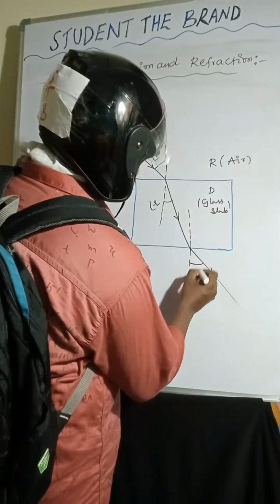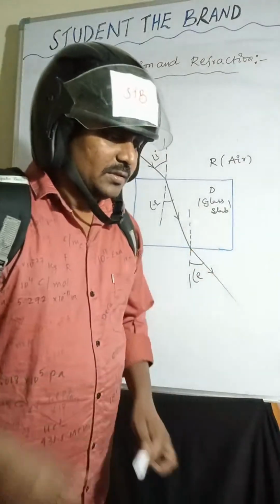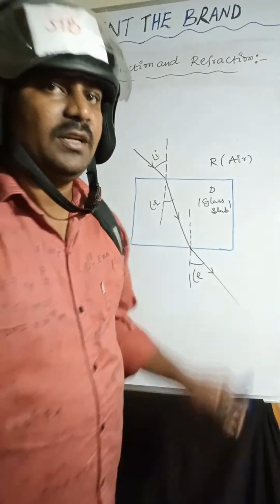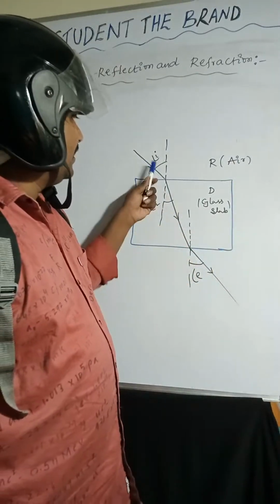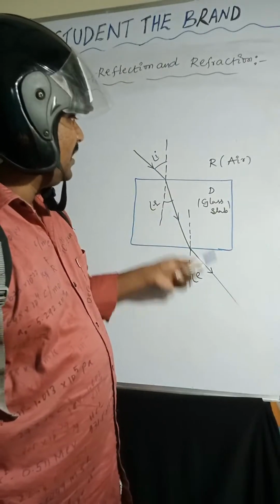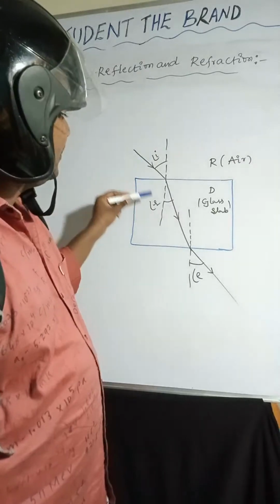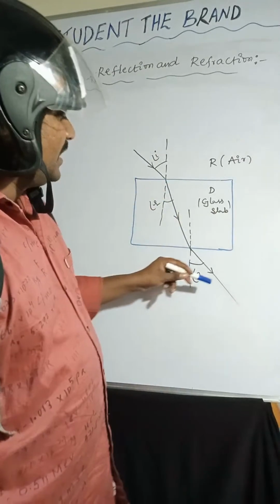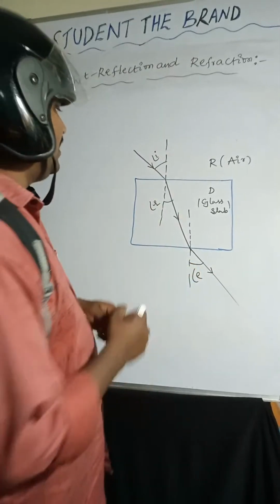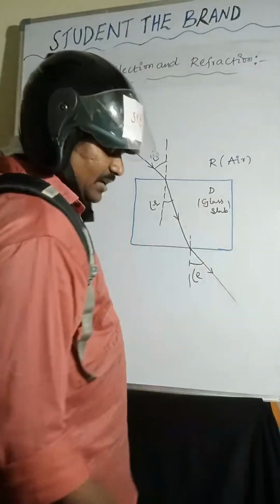Okay, so this angle is called the emergent angle. Once again, listen and observe carefully here: incident ray, refracted ray, normal line. The angle between the incident ray and the normal line is called the angle of incidence. The angle between the refracted ray and the normal line is called the angle of refraction. The angle between the emergent ray and the normal line is called the angle of emergence.